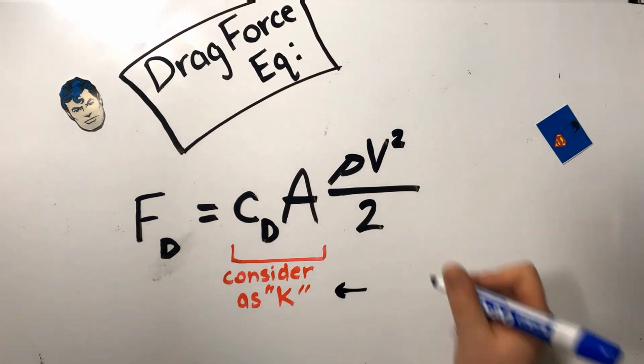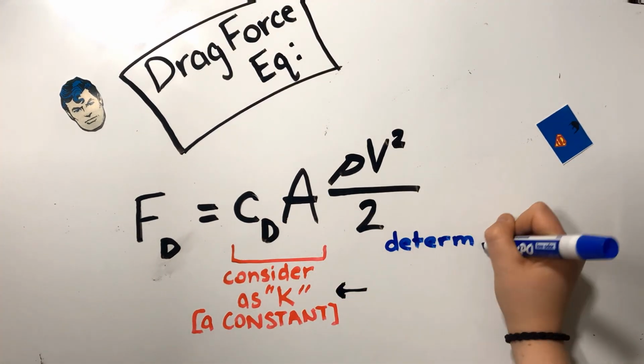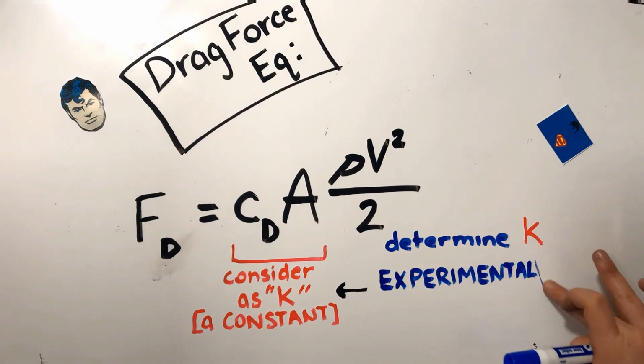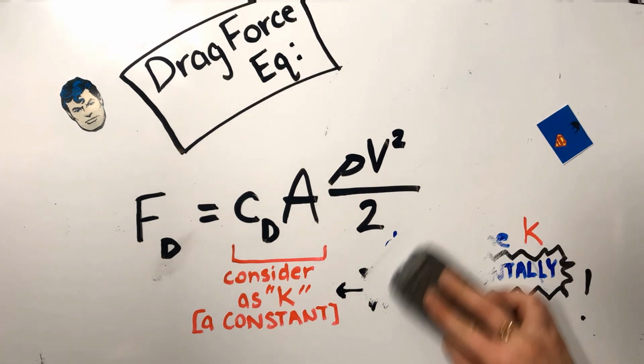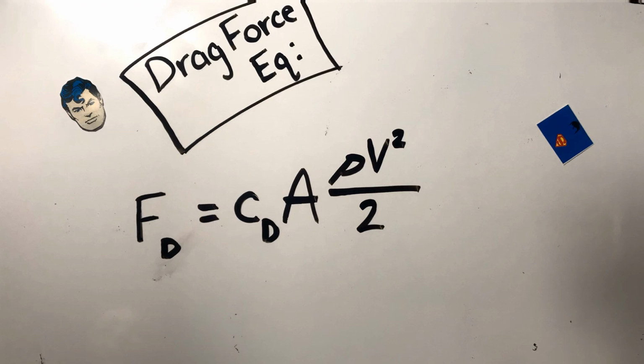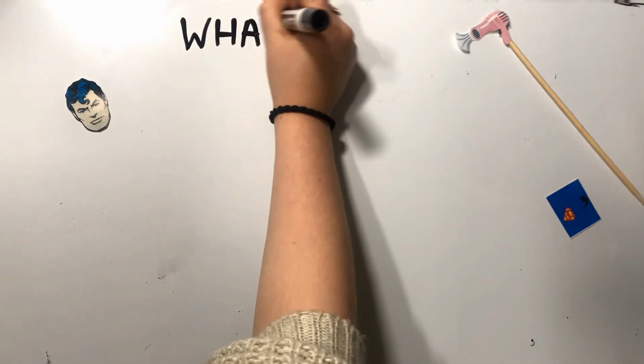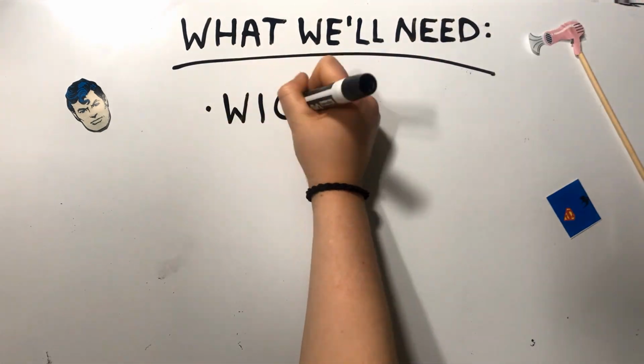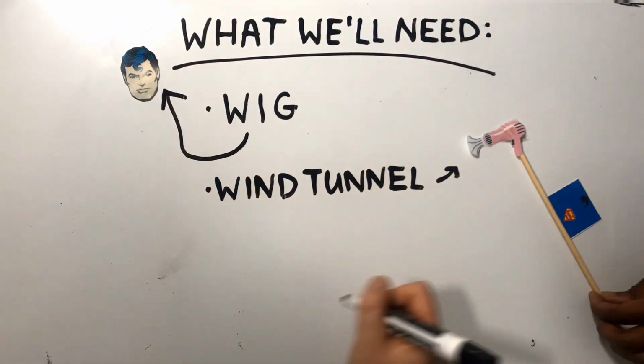Since the dimensions of Superman's head are not changing, we'll consider the drag coefficient term and the area term to be one constant, which we'll call k. To determine k, we'll need to conduct an experiment. For our experiment, we'll need a few things. First of all, a wig, a wind tunnel, and a force sensor.